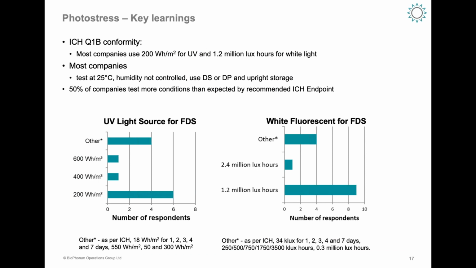For UV light, most companies apply the recommended 200 watt-hours per square meter, and some test even higher stress. For visible white light, most companies confirmed the use of 1.2 million lux hours as per the recommendation. As an additional outcome, the survey confirmed that most companies investigate photostress at ambient temperature or 25 degrees Celsius, with the humidity not being controlled. Studies are performed on both drug substance and drug products, and materials are kept in the intended drug substance or product storage containers in upright position. Next slide, please.